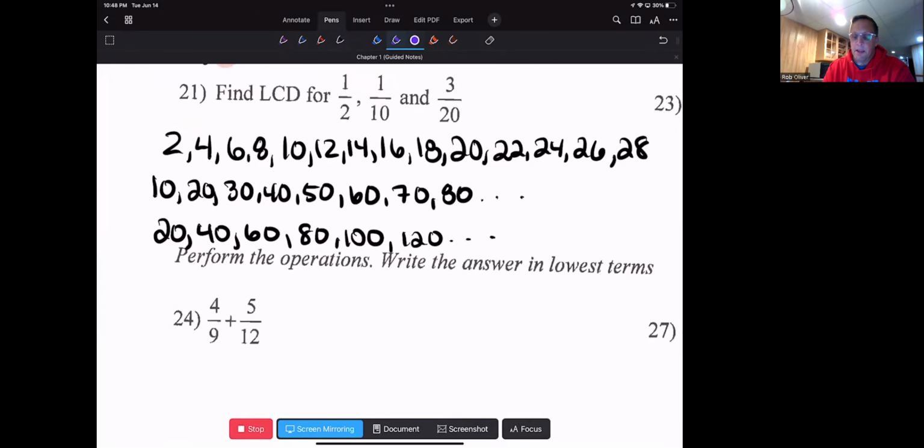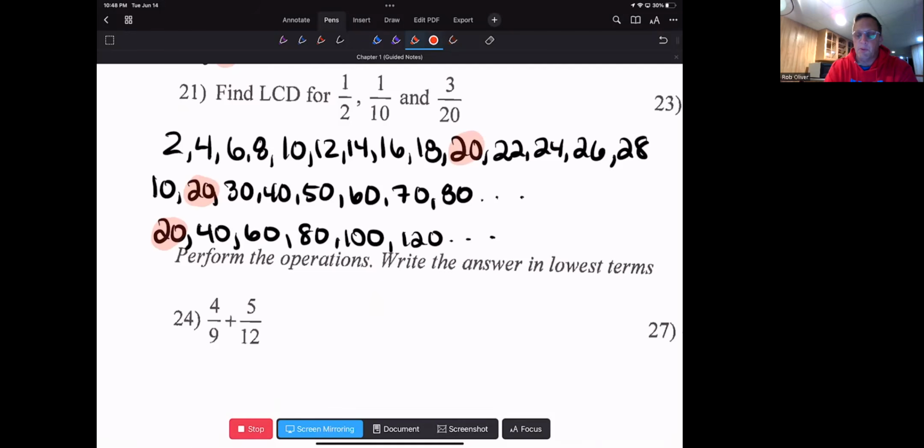All right, and see what they have in common as the least common denominator. I'm going to start with the biggest number, and it's got to be 20. They all have 20 in common as a multiple. All right, so that's the number.